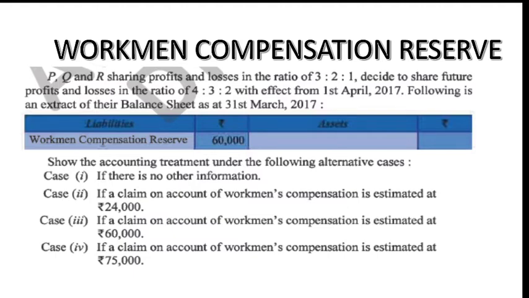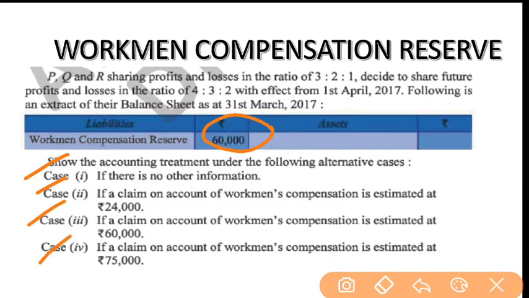P, Q and R sharing profit and loss in the ratio of 3:2:1 decide to share profit and loss in the ratio of 4:3:2, with effect from 1st April 2017. Following is an extract of their balance sheet as at 31st March 2017. So PQR are three partners and their ratio is 3, 2 and 1. It means 3/6, 2/6 and 1/6. Now they have decided that they will change their ratio to 4:3:2, that is 4/9, 3/9 and 2/9, and they are having workers compensation reserve of 60,000. There are 4 cases. We have to do general entries according to each case.